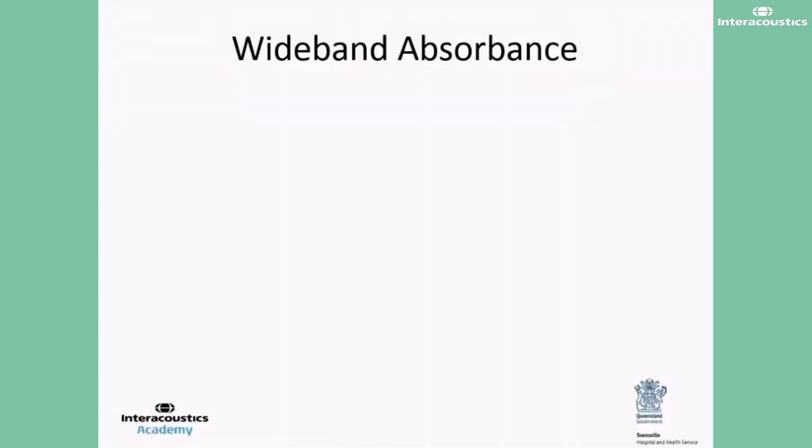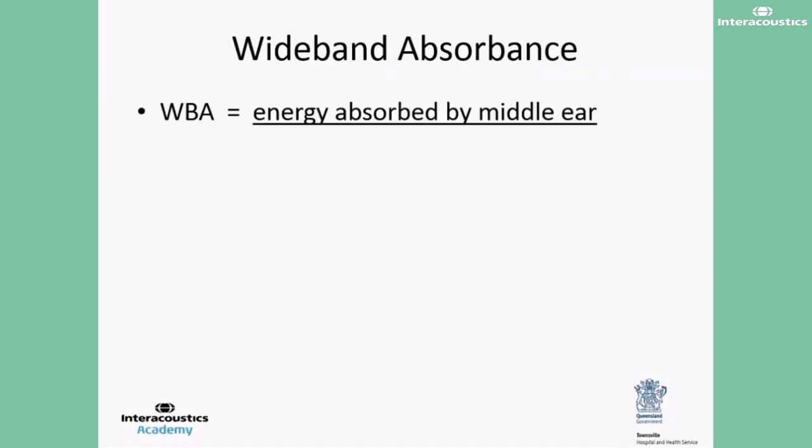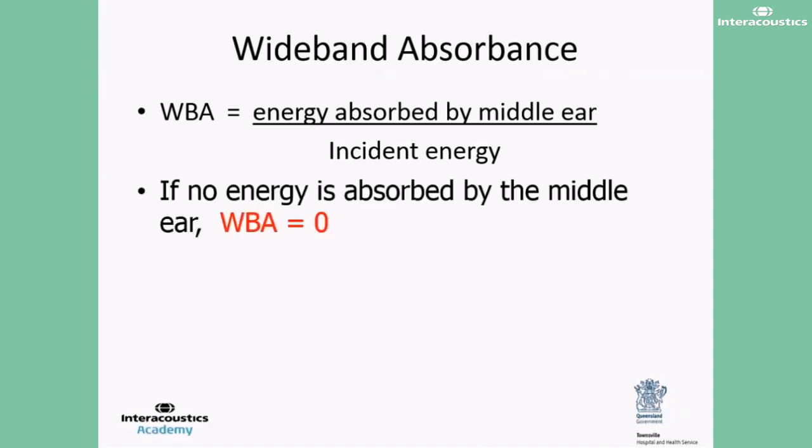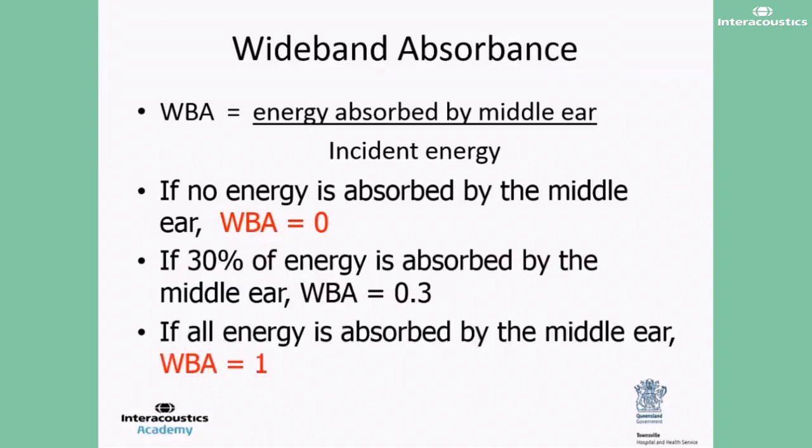So wideband absorbance. When we say wideband absorbance, it's actually an indication of middle ear efficiency, because it shows how much of energy is absorbed by the middle ear and then transmitted further on. Wideband absorbance is the ratio of energy absorbed by the middle ear to the incident energy. So if all the energy is absorbed by the ear, then the absorbance is 1. And if no energy is absorbed, then the absorbance is 0. And you can have any values in between. Some people quote in terms of percentage. So you can either say between 0 and 1 or in terms of percentage. So if there is 30% of energy being absorbed by the middle ear, then the wideband absorbance will be either 30% or 0.3.